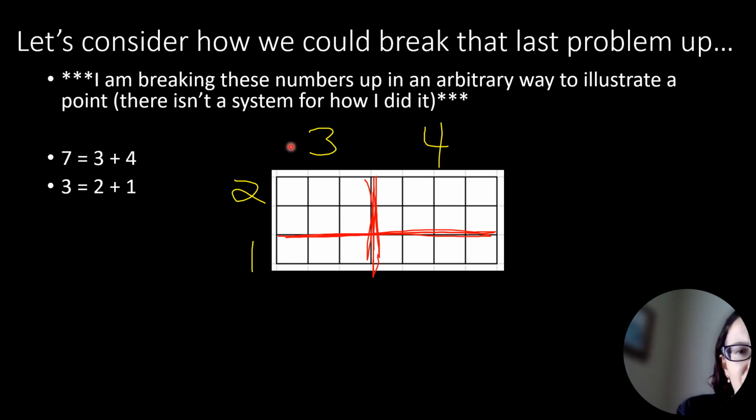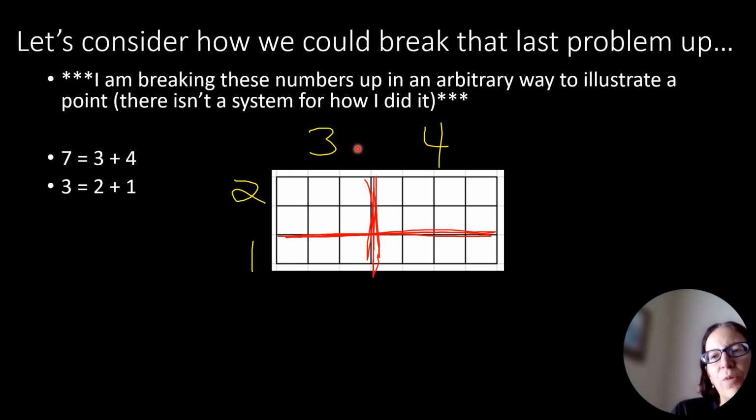If you're having trouble seeing what I did, I broke up the 7, and instead of counting 7 all the way across, I broke it up into 3 plus 4. So we have 3 boxes and then 4 boxes together, and we would get the 7. And then here I had the 3, and I broke it up into 2 boxes and then 1 box.